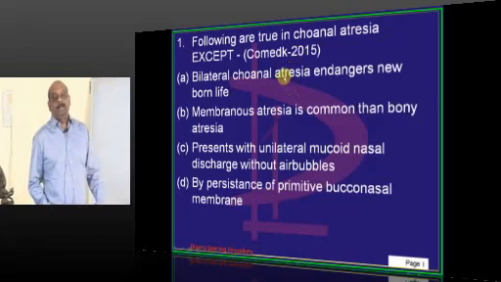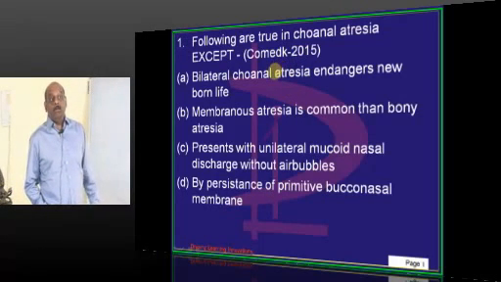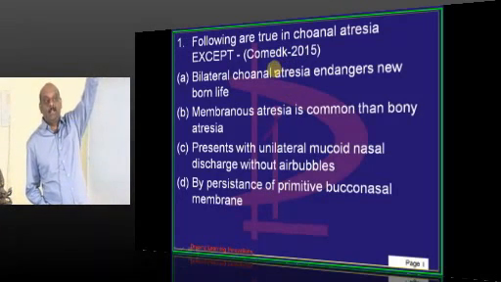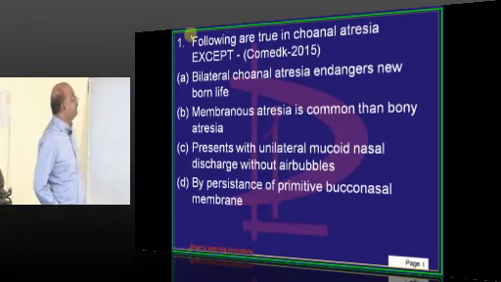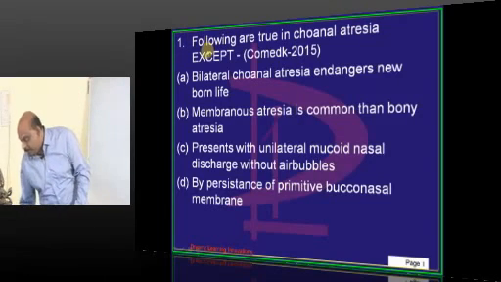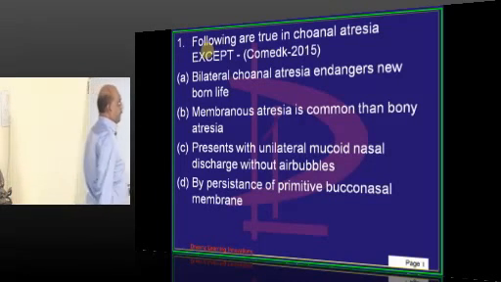Coronal atresia. How many of you have actually taken COMED K? Out of you, only one. Okay. I hope a lot of online students also might have taken COMED K.